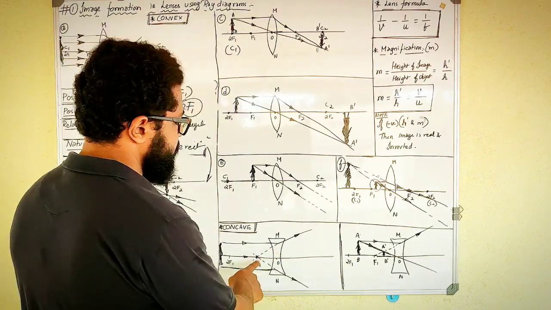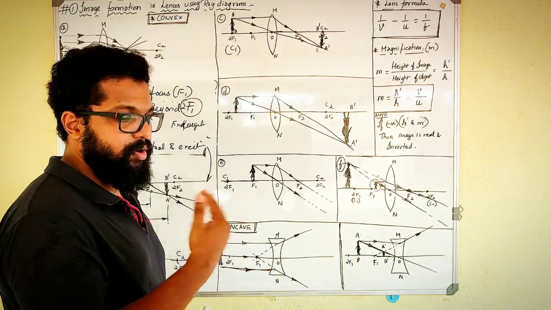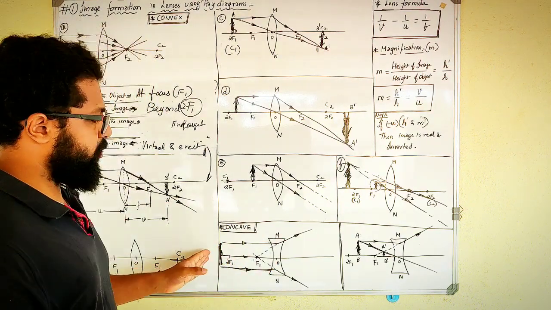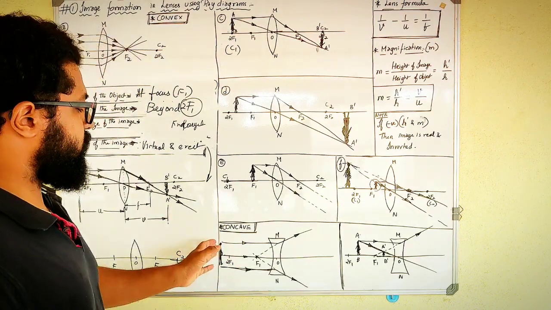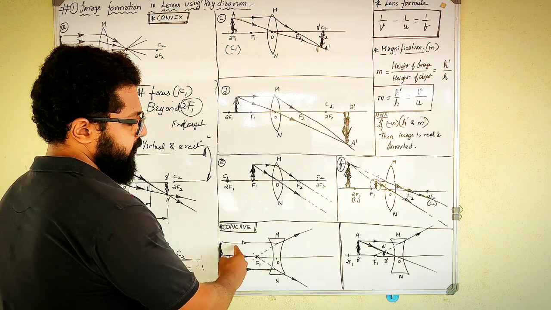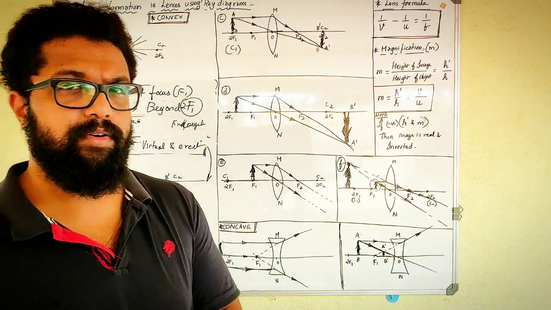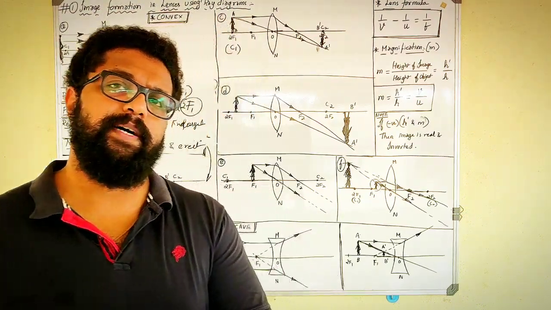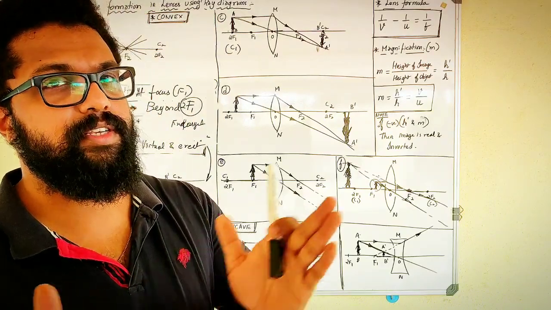So what will happen here is, I take the object beyond 2F2. Object is beyond 2F2, or I can say it is at infinity. This object is at infinity. Then the light rays will travel parallel, and after the light rays travel parallel to the principal axis, if they pass through the concave lens, you know what happens. It diverges the light rays.